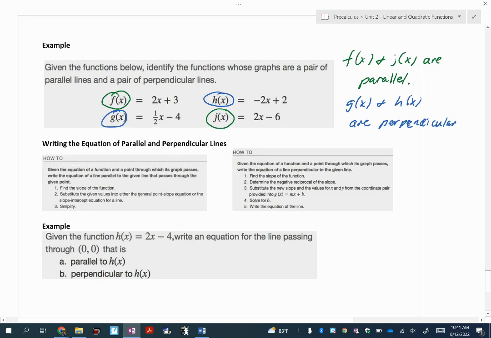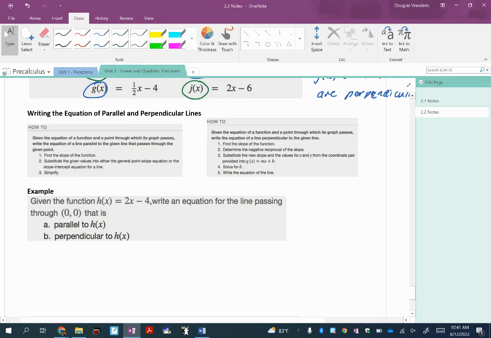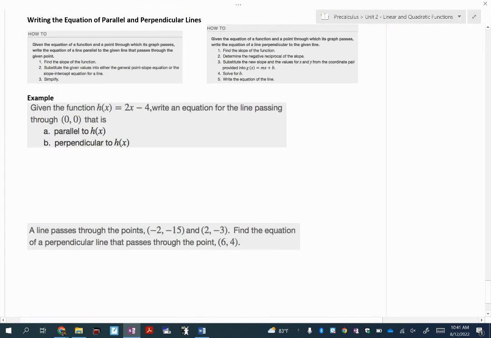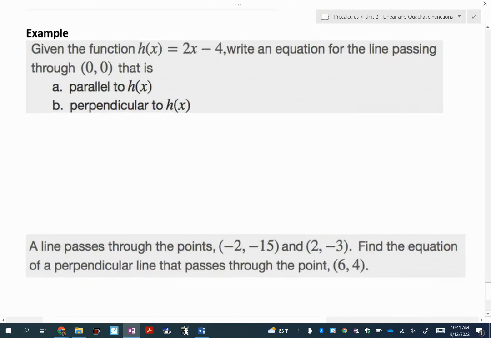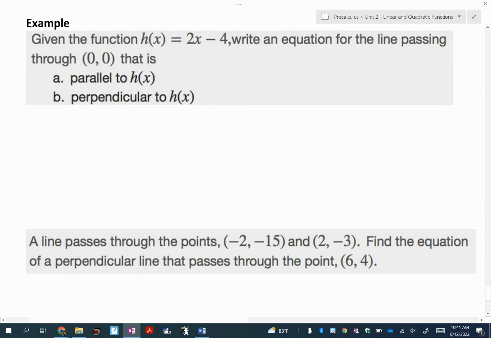Okay, so now let's use that information to help us do a few more problems and then we'll be finished. All right, so this first one says we have a function 2x minus 4. Write an equation for the line passing through the origin, (0, 0) is the origin, that is parallel or perpendicular to this function. So they're kind of making this all about the slope and not about the y-intercept. Remember, parallel lines have the same slope but different y-intercepts. So I'll say this is j of x, which is the same slope but a different y-intercept of 0.